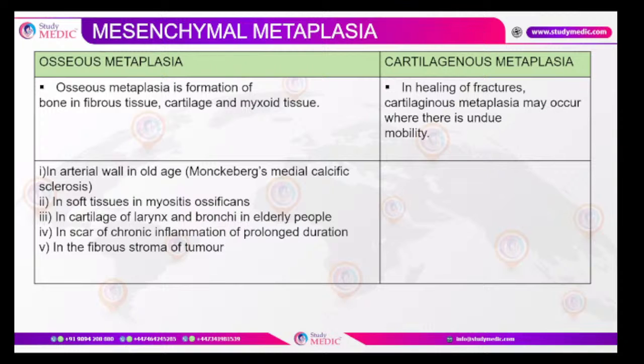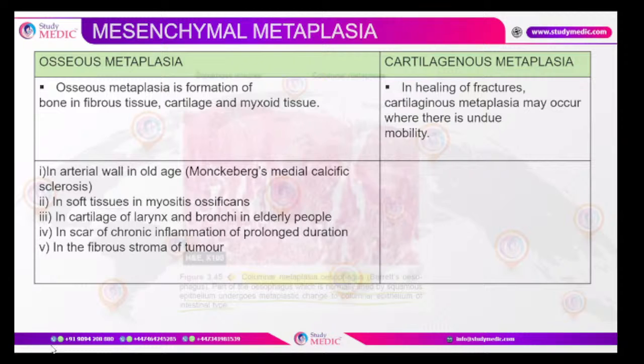Coming to the cartilaginous metaplasia, we can see it in terms of healing of fractures. When you see that there is undue mobility, in such cases we can see the cartilaginous metaplasia. But as compared to mesenchymal metaplasia, the epithelial is more common, and in epithelial, the squamous is more common.